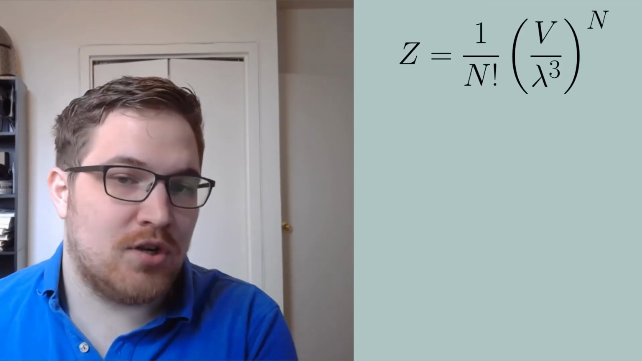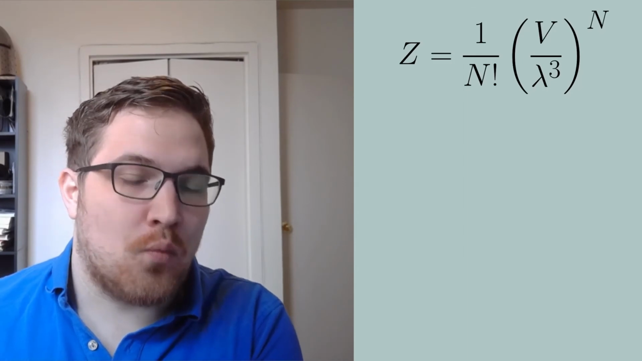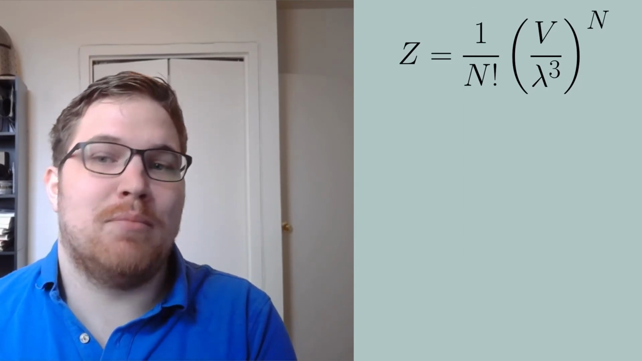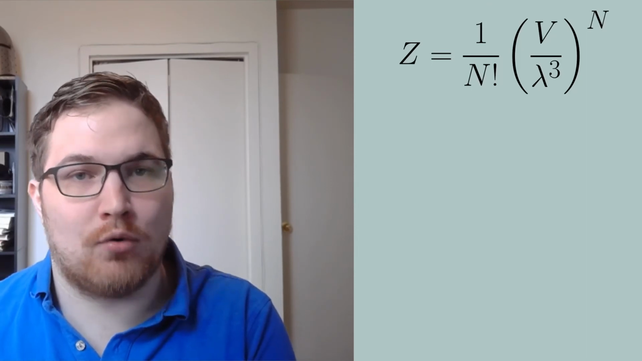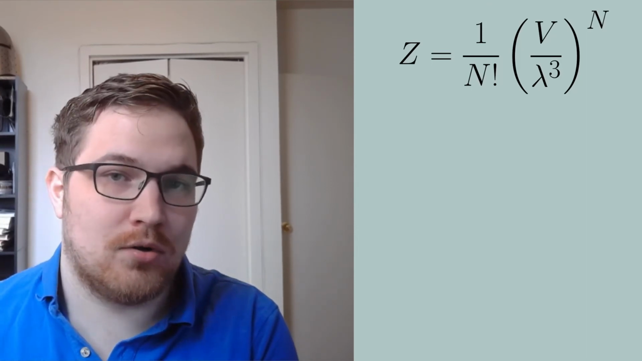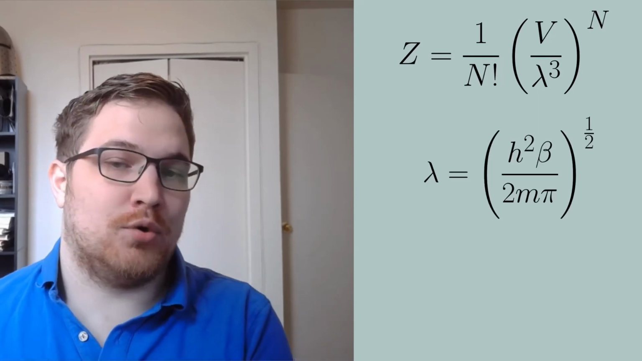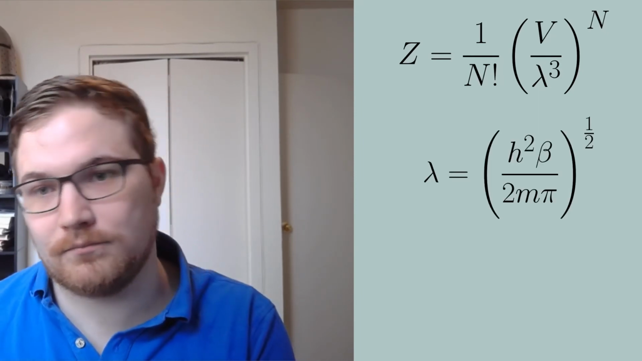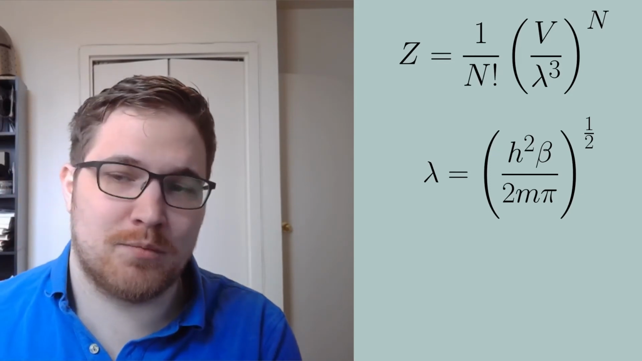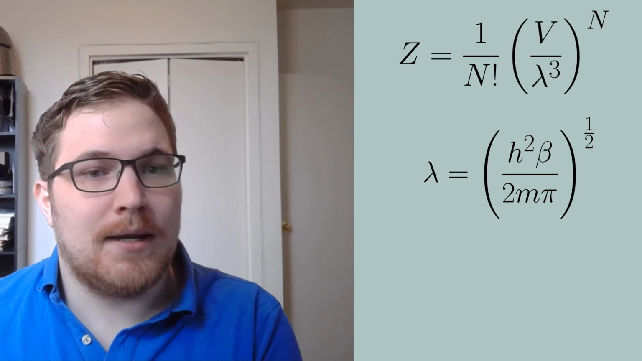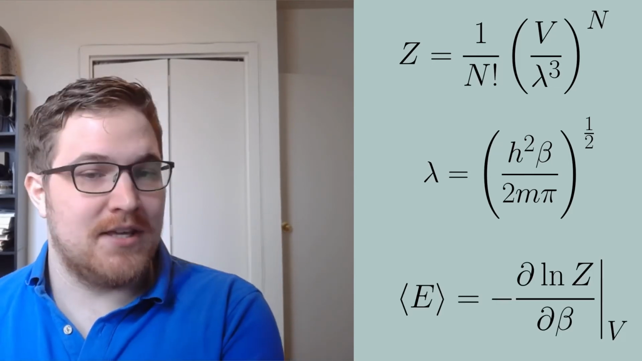We say that the partition function Z is 1 divided by N factorial times V divided by lambda cubed to the power of N, the total number of particles in our box. Lambda is something people call the thermal de Broglie wavelength, and it's simply a convenient re-expression of our 1 over delta k.